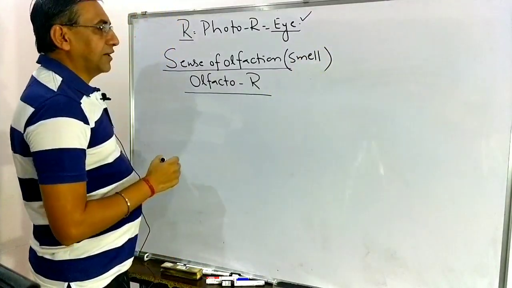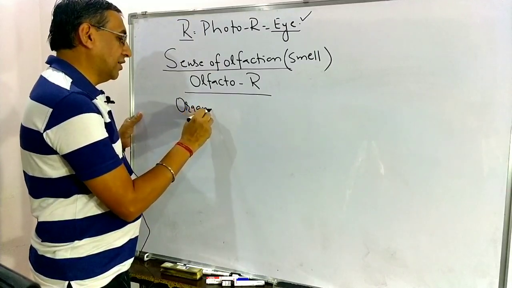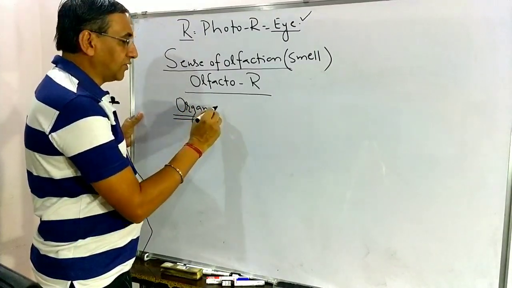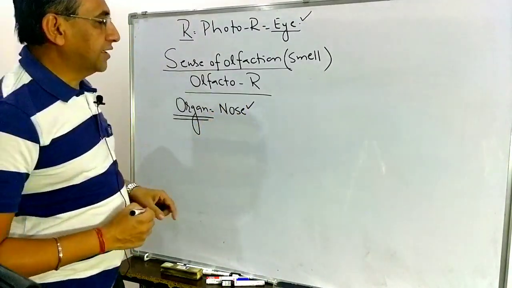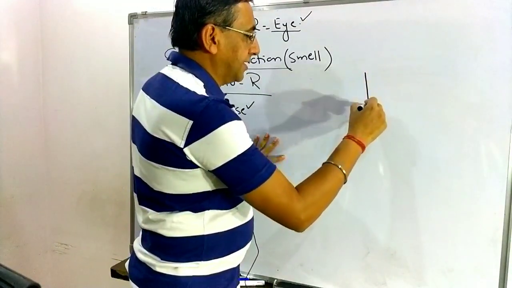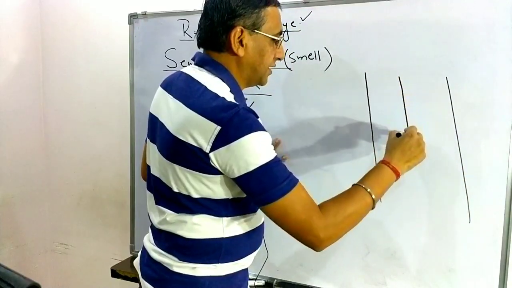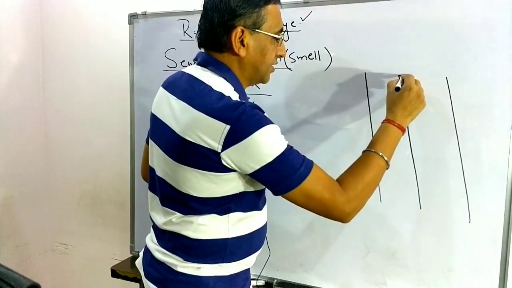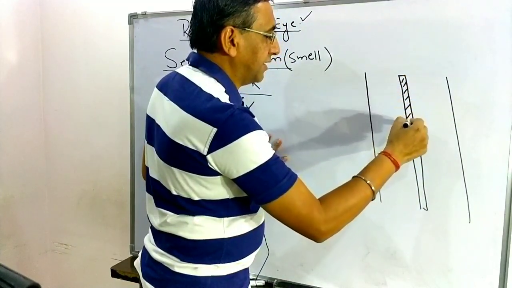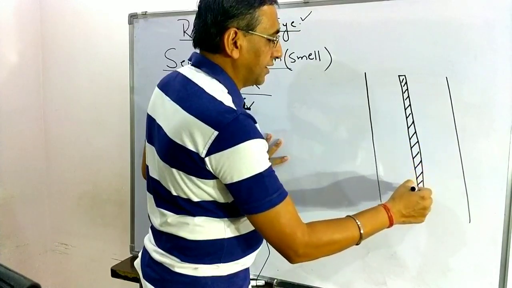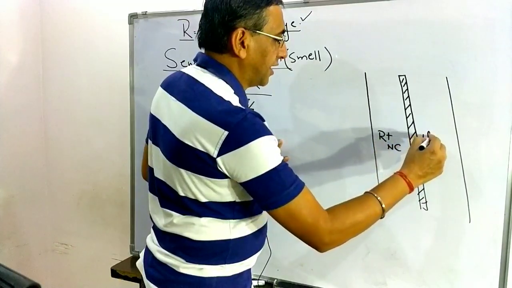So, related with the olfactory receptor, what is the organ related with the sense of olfaction? It is the nose. This is the nasal cavity. In the center of the nasal cavity is the nasal septum. The nasal septum is a bone which divides the nasal cavity into the right and the left nasal cavity.